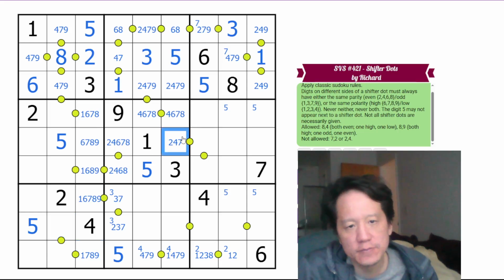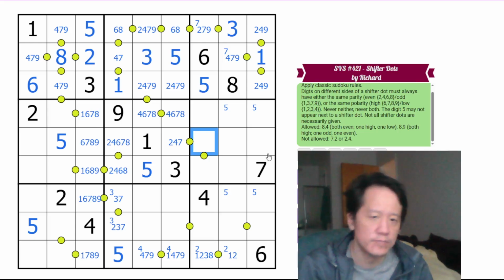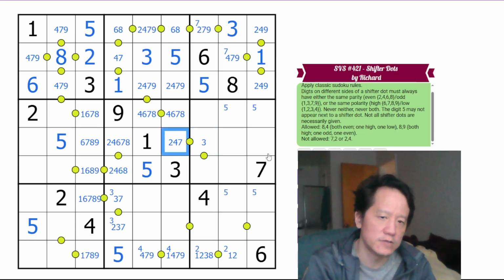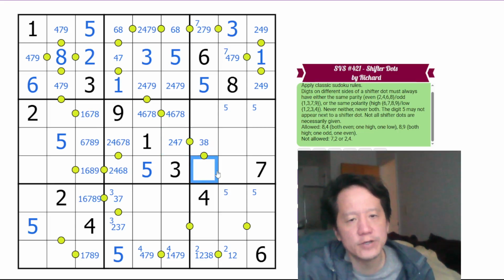2, 4, 7. So it's either a low even or a high odd. Could be next to a low odd. So it would have to be 3 if that were the case. Or a high even, which would be 8 in that case, right? The 3 and the 8. The 3 would also have to be next to a low even. So that's interesting. You'll always alternate between low evens and high odds, or low odds and high evens.